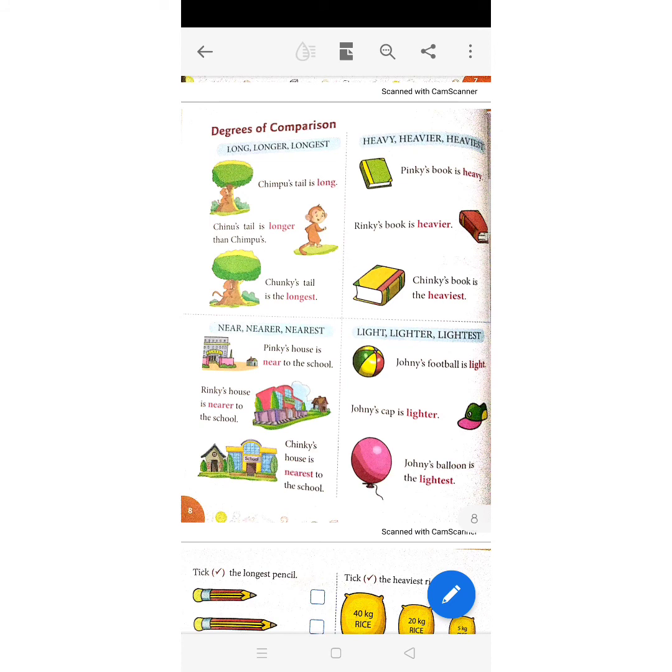Heaviest. Pinky's book is heavy, whereas Rinky's book is heavier, and Chinky's book is the heaviest. Here, the books are being compared. The green book which Pinky has is heavy. The red book which Rinky has is heavier, but Chinky's book, the yellow one, is the heaviest among all of them.